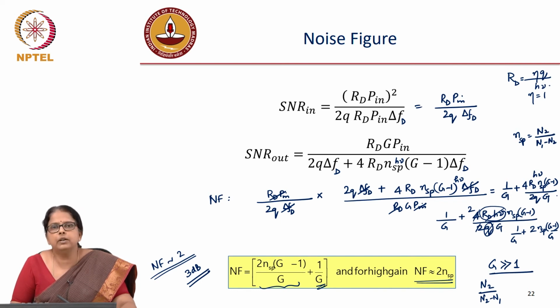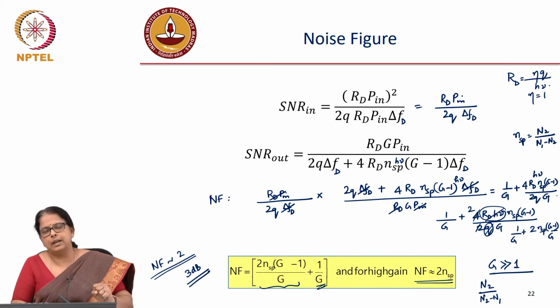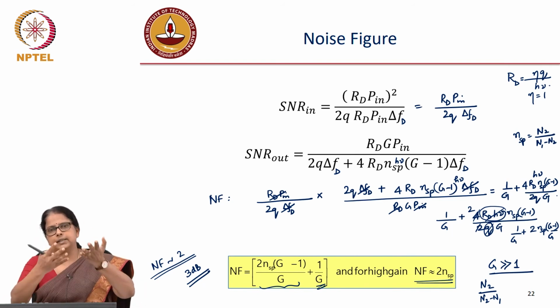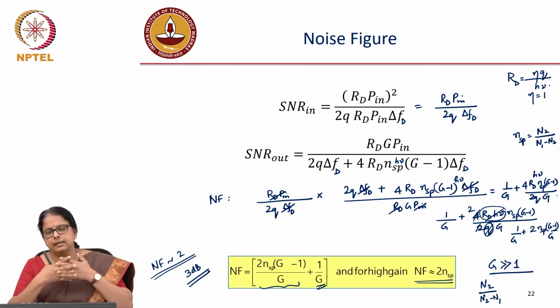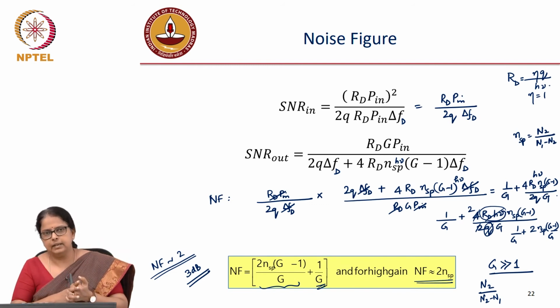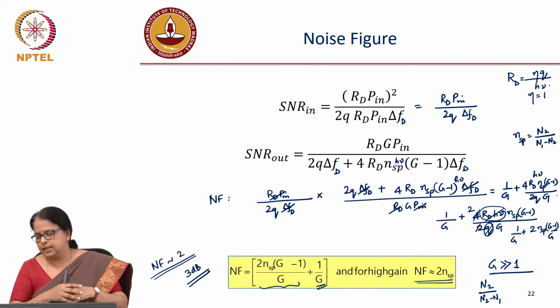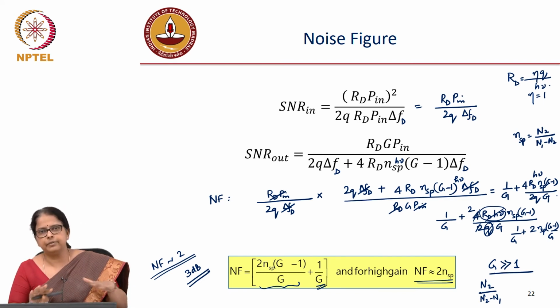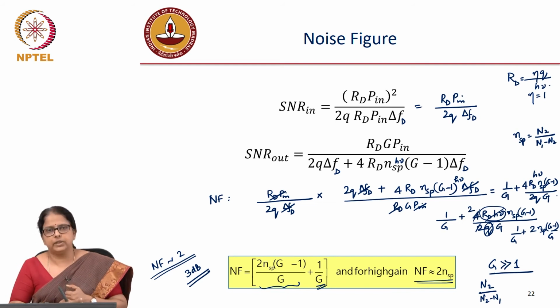The minimum noise figure you will have is 3 dB, because the smallest NSP, the spontaneous emission factor, you will have is when all the ions are in the excited state. If all the ions are in the excited state, N2 by N2 minus N1 is equal to 1, NSP is 1, and if NSP is 1, you will have a noise figure of 2, which corresponds to 3 dB. So the best design of the EDFA will still have a 3 dB noise figure.